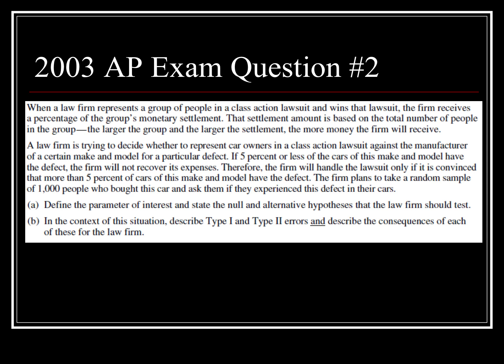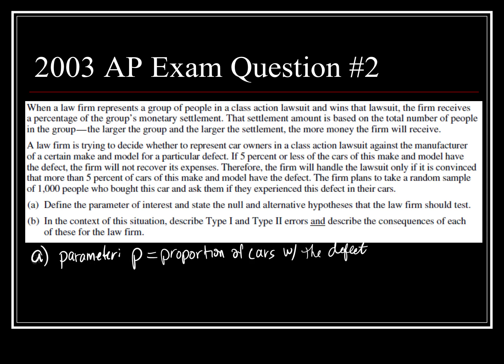If 5% or less of the cars of this make and model have the defect, the firm will not recover its expenses. Therefore, the firm will handle the lawsuit only if it is convinced that more than 5% of this make and model have the defect. The firm plans to take a random sample of 1,000 people who bought this car and ask them if they experienced this defect in their cars. Define the parameter of interest and state the null and alternative hypothesis this firm should test. So take a second, write down what the parameter is, what we are trying to estimate. P is the proportion of what, and what are your hypotheses?